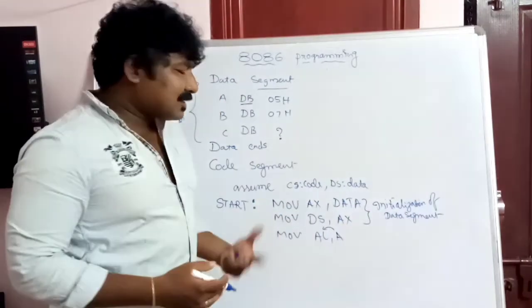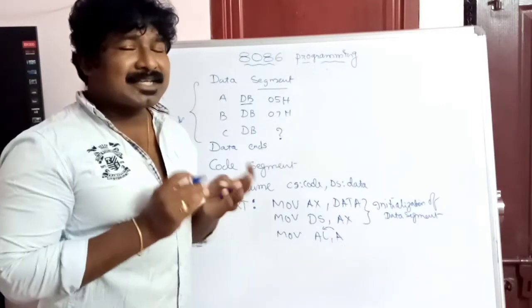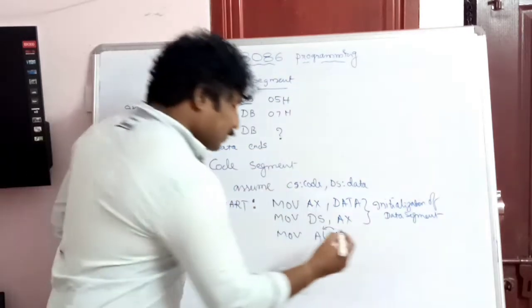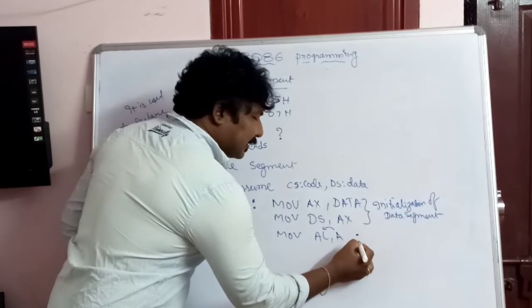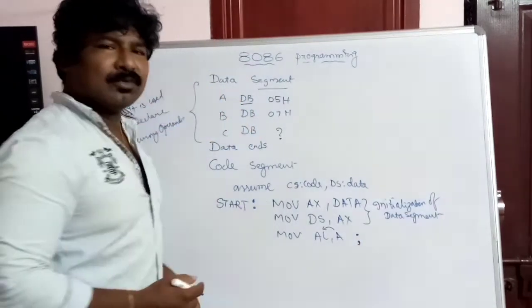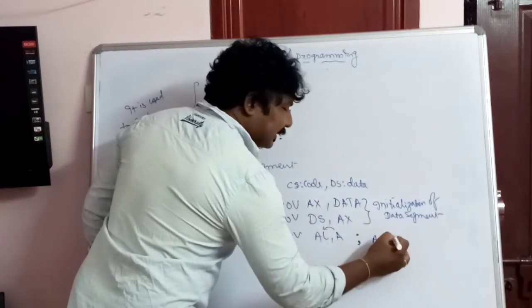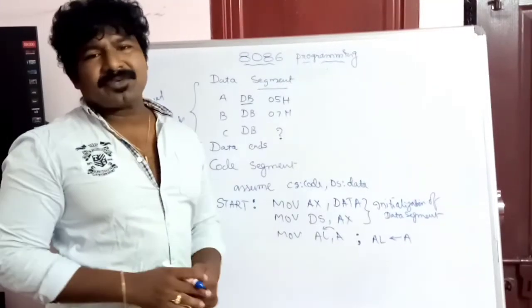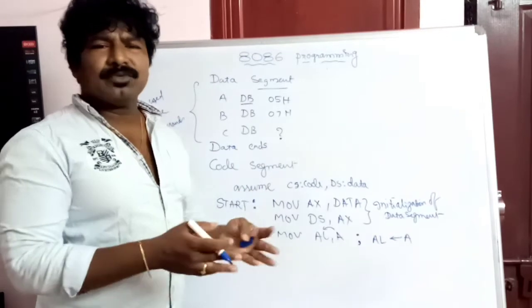Okay, so there is a comment facility also there in the 8086. The symbol that we use to write comments is a semicolon. So if I want to write a comment, I simply put a semicolon over here. I can write it as AL will get the value A. So this is how I can write the comment. Now you have taken one operand into the AL.